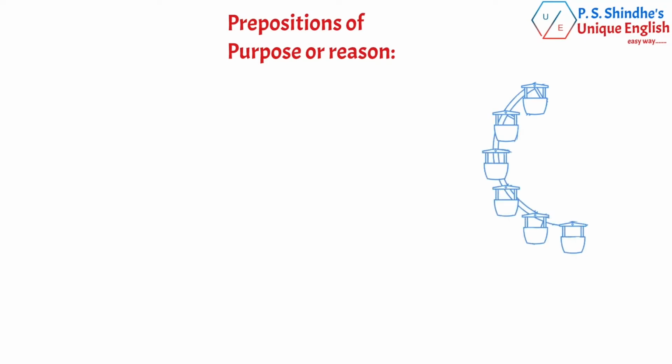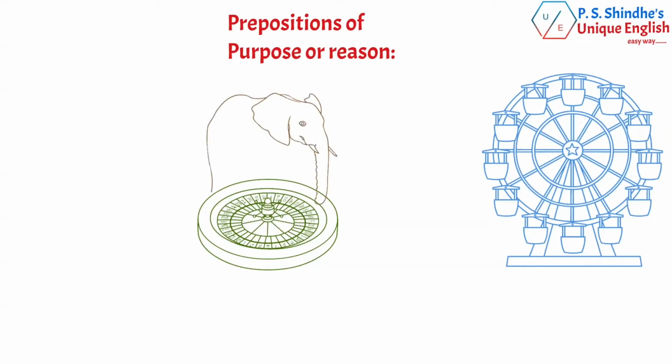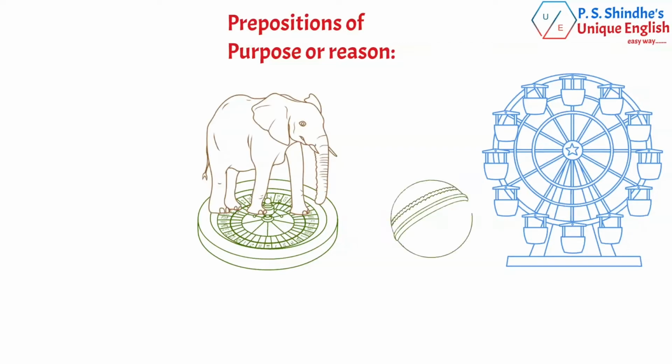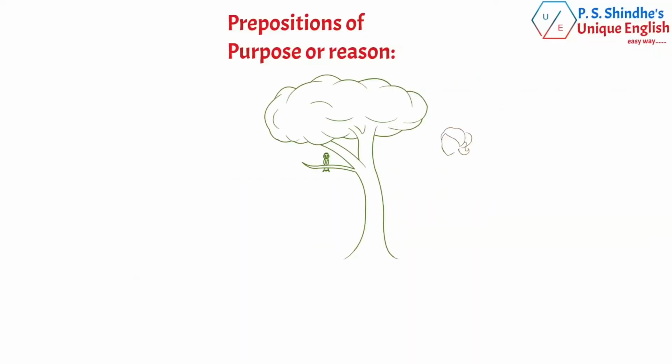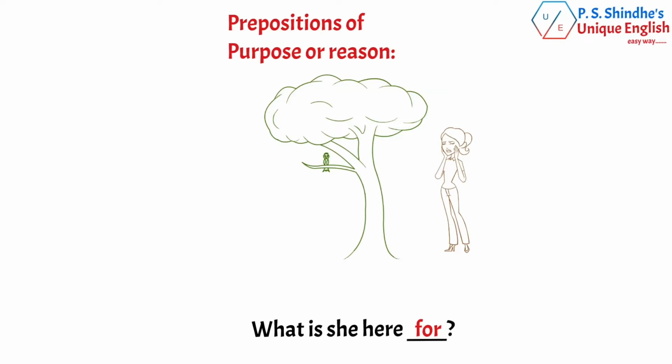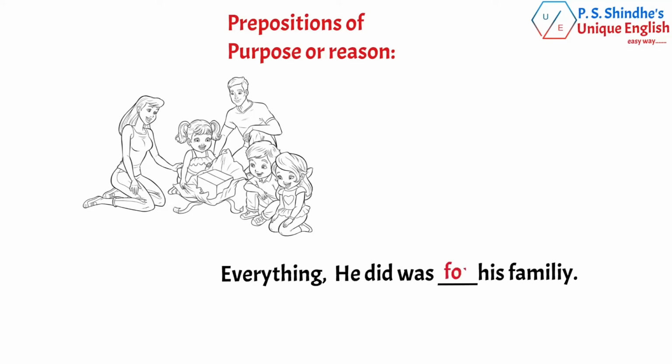Prepositions of purpose or reason. The preposition that shows the reason or cause of a happening or being is called a preposition of purpose or reason. It answers the question, why is this happening? For example, I had gone there to see the circus. With the help of the preposition to, we can know why he had gone there. What is she here for? For in this interrogative sentence describes the reason for her presence there. Everything he did was for his family. Here too, for shows the reason for the man's action.